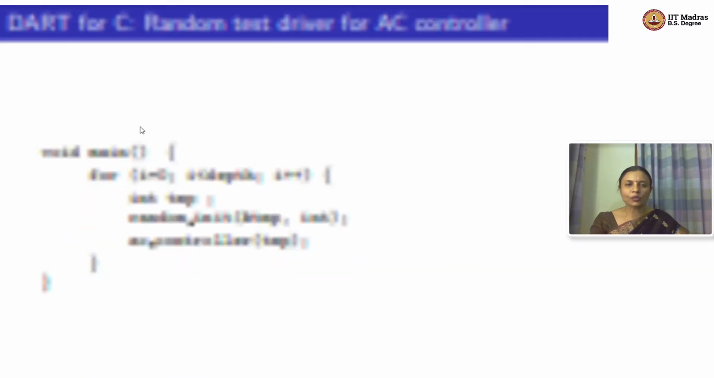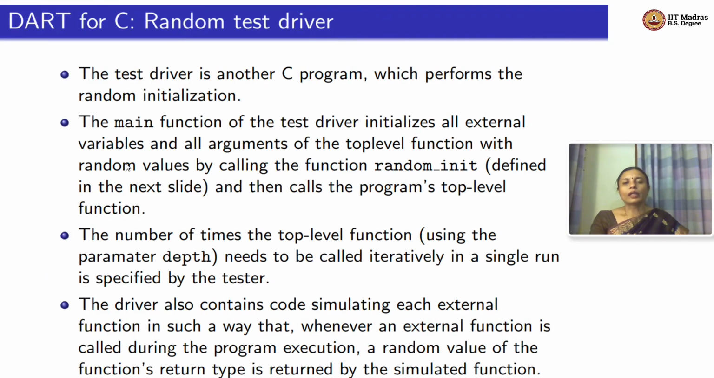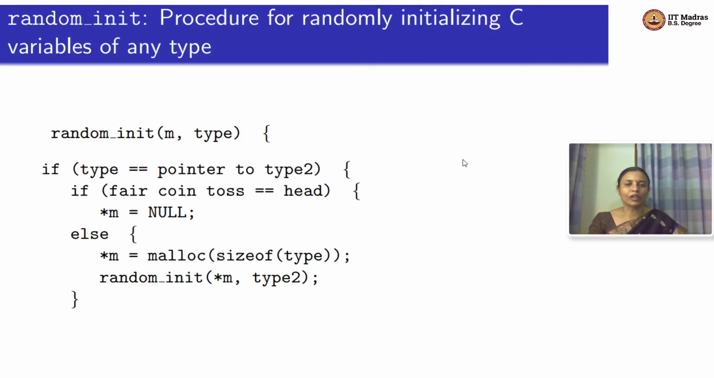The main function, this one, of the test driver initializes the external variables and all the arguments of the top-level function by calling a random init. We'll see what the random init function is. How many times you call it depends iteratively on how many runs the tester wants to do. And again, it contains code that simulates external functions in such a way that whenever an external function is used, a random value is substituted as the value returned by the external function.